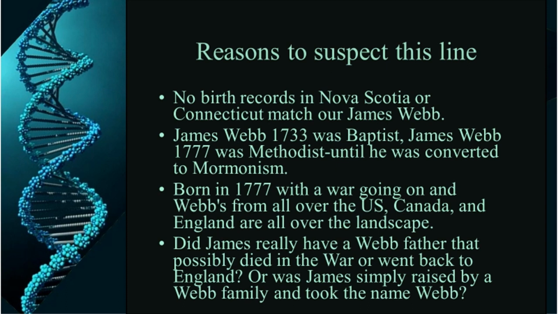Born in 1777, with a war going on, and there's Webbs all over the U.S., some from Canada, some from England, some from the colonies. They're all over the place. Did James really have a Webb father that possibly died in the war? Or he went back to England? Or was James simply raised by a Webb family and took the name Webb? They really didn't know, and with no paper trail at all, I was really nervous about it because I can't really prove anything. Was he really a Webb?